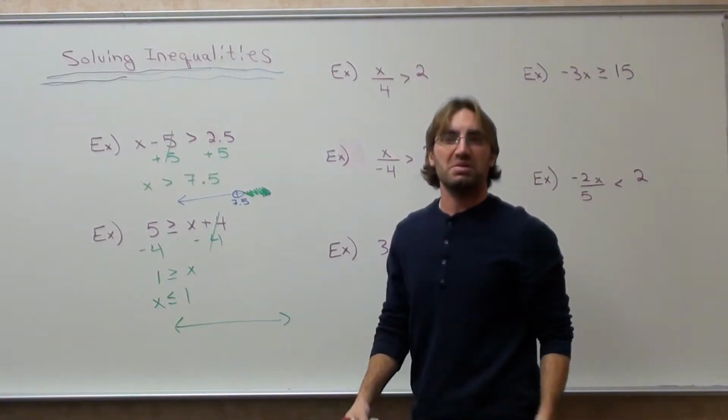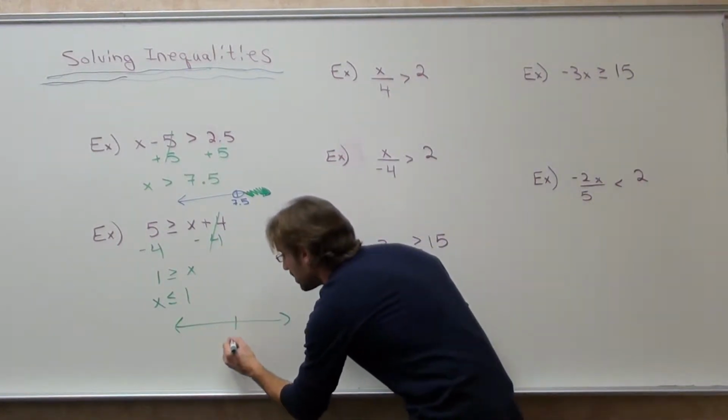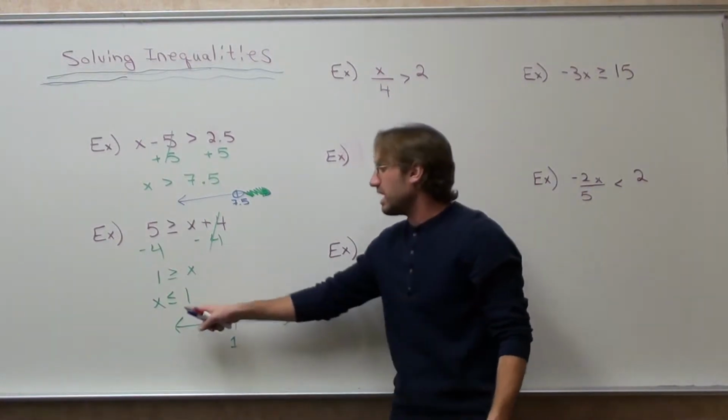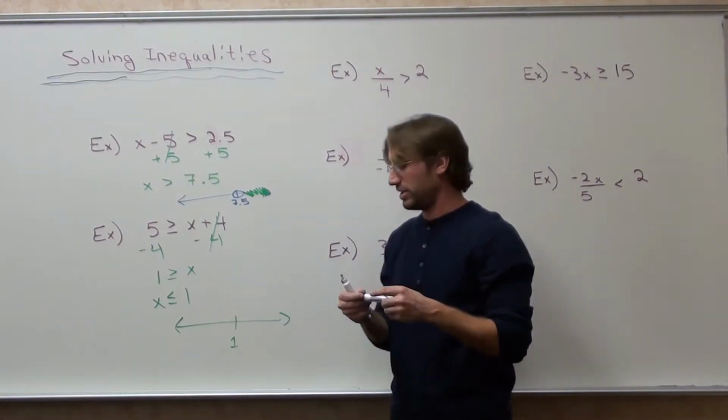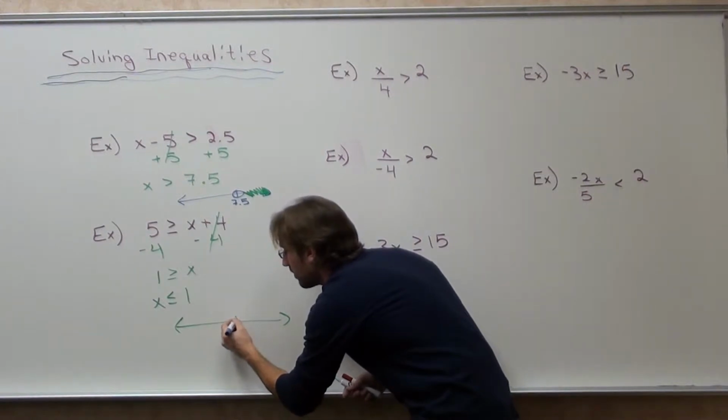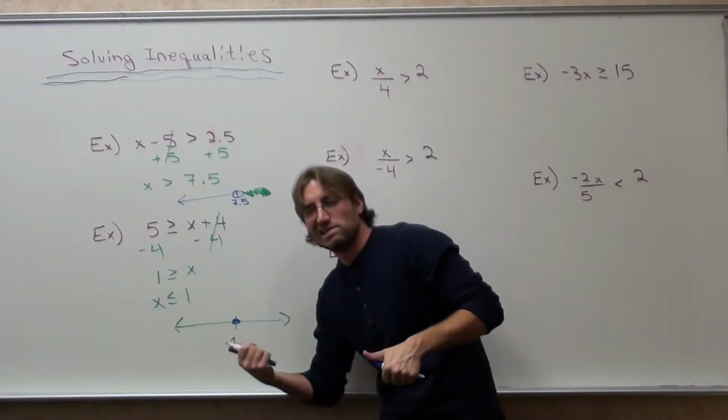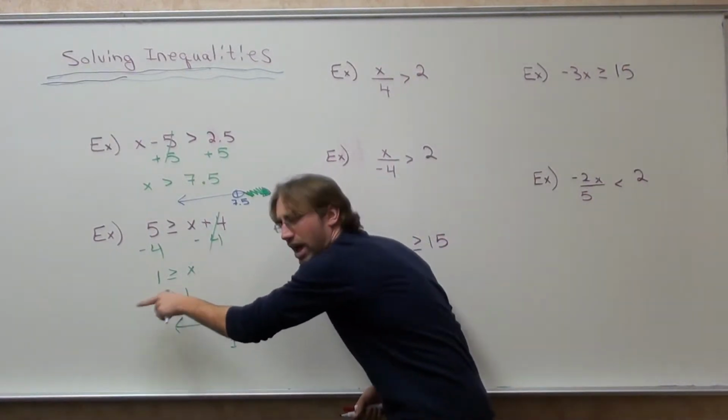Make yourself a number line. Be lazy. Here's number 1. That's all you really need. It's a closed circle because it has a line underneath it. And the arrow is saying, hey, shade to the left. Go that way.